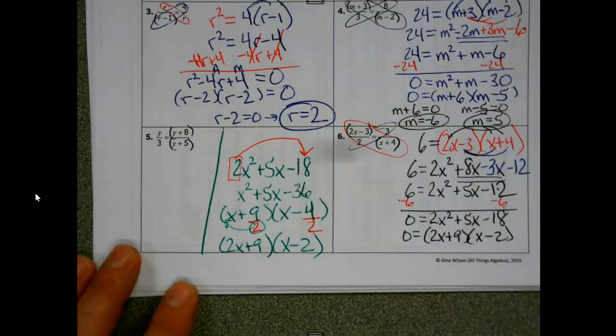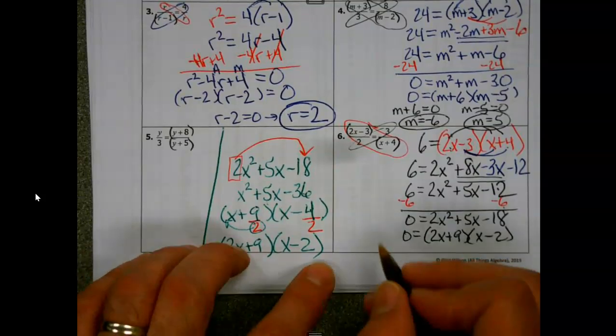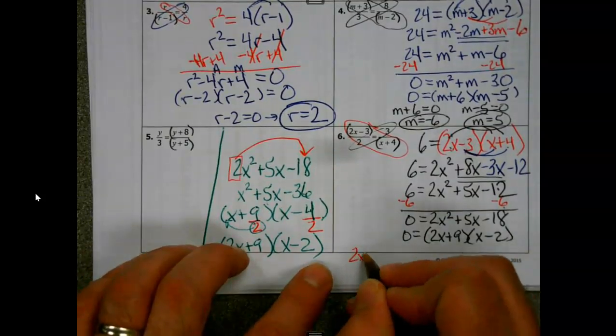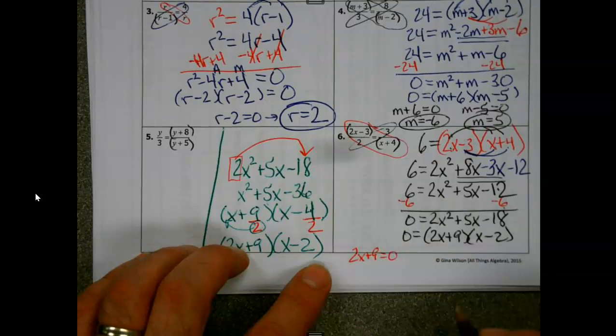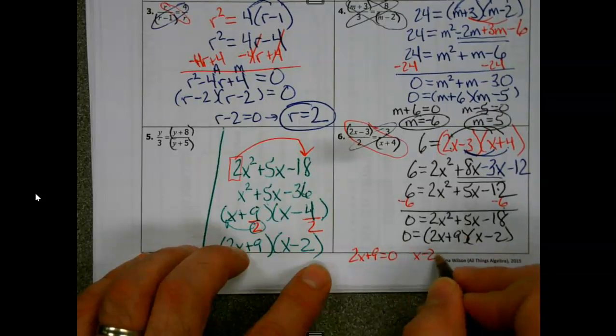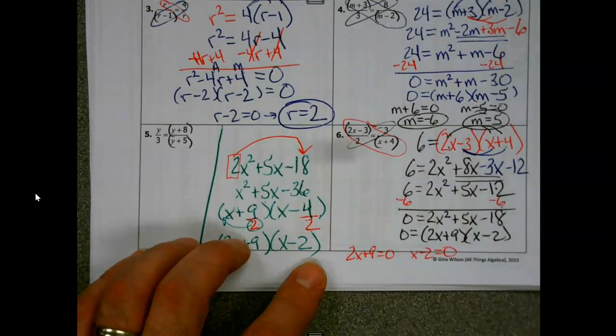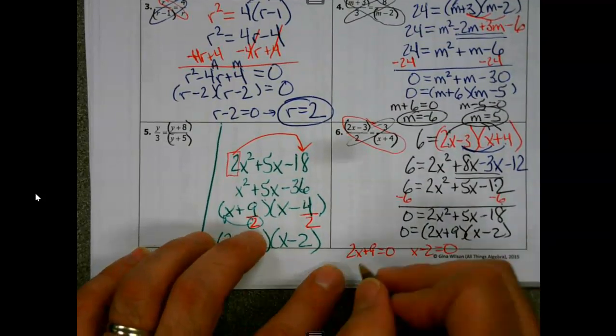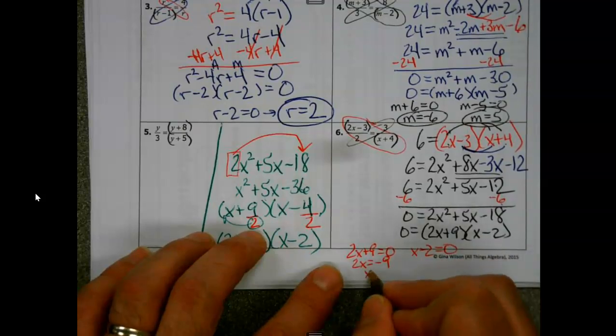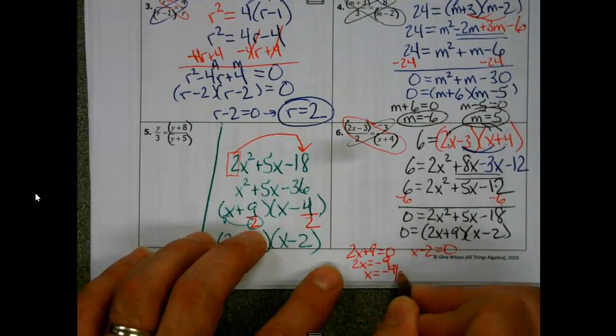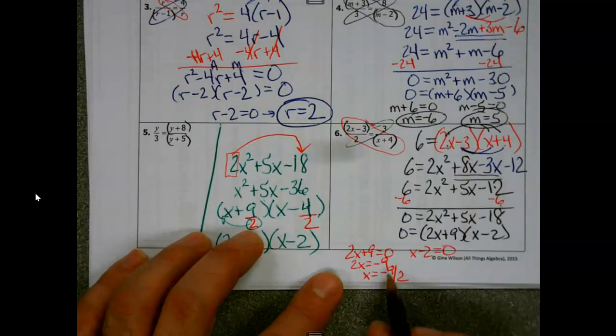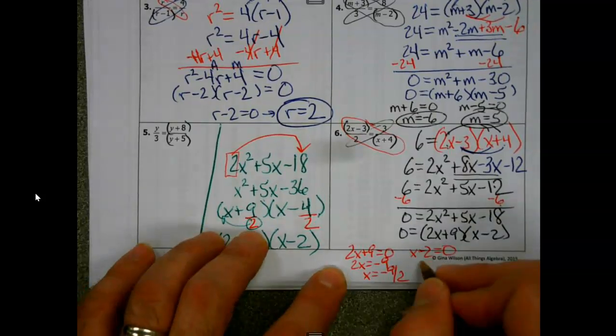And so once we're there, the last part of my problem is to take each of those sets of parentheses and set them equal to 0. And yes, you can get fractions and decimals for answers. I'm sticking to a fraction. If you did negative 4.5, that's fine.